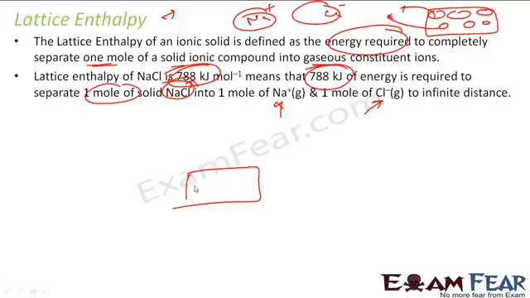So that means this is my NaCl in some crystal form, right? Now from this I want to separate, let's suppose, Na plus and Cl minus to infinite distance, then I need to provide this much energy.